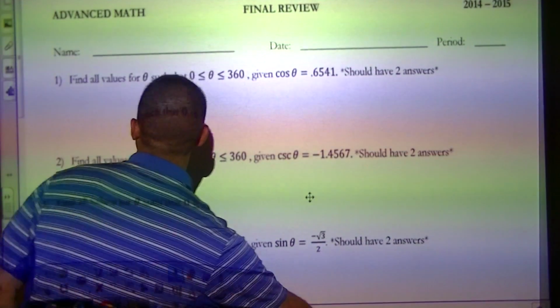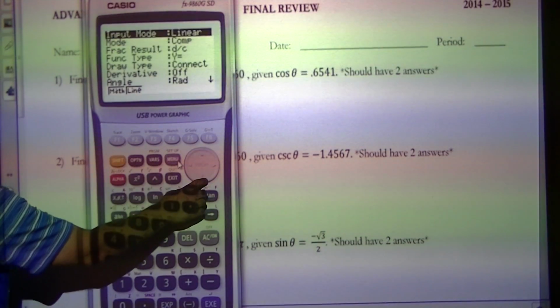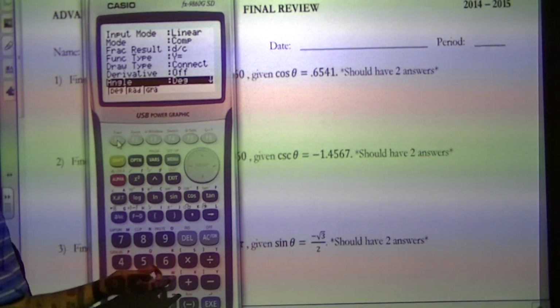This is the advanced math review. Make sure your calculator is in degree mode. That's shift, menu, down to angle. Make sure it says degree or everything's going to be wrong.